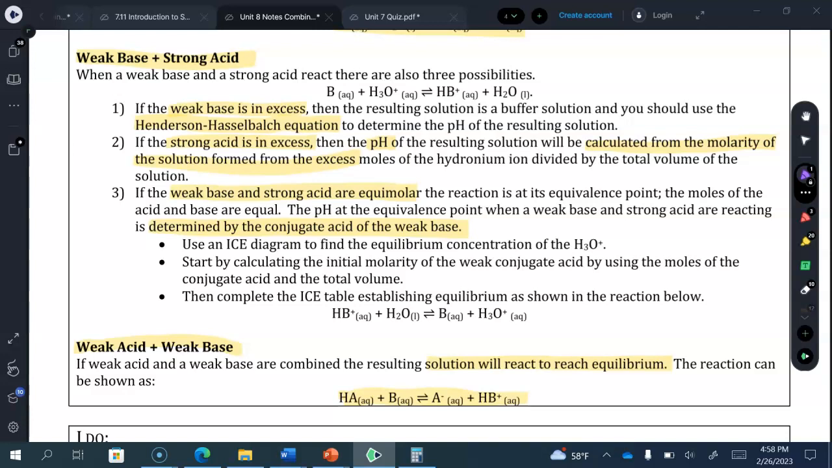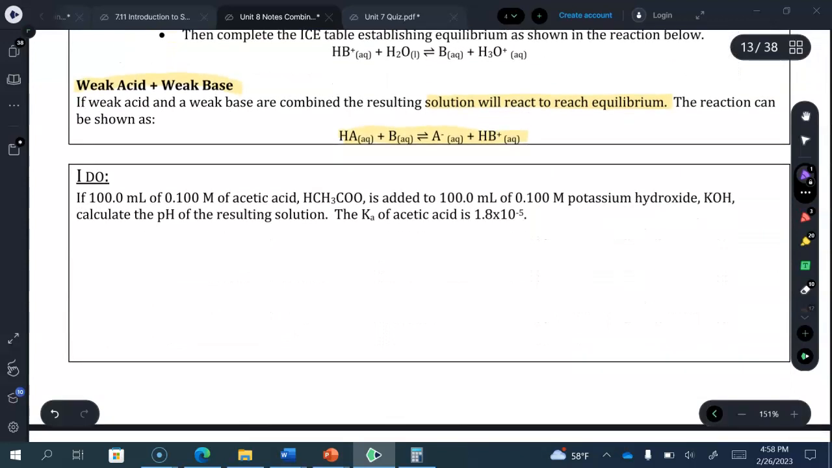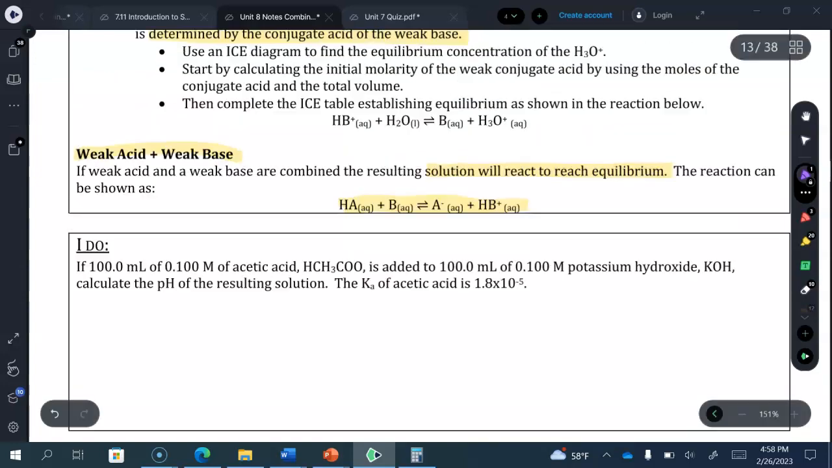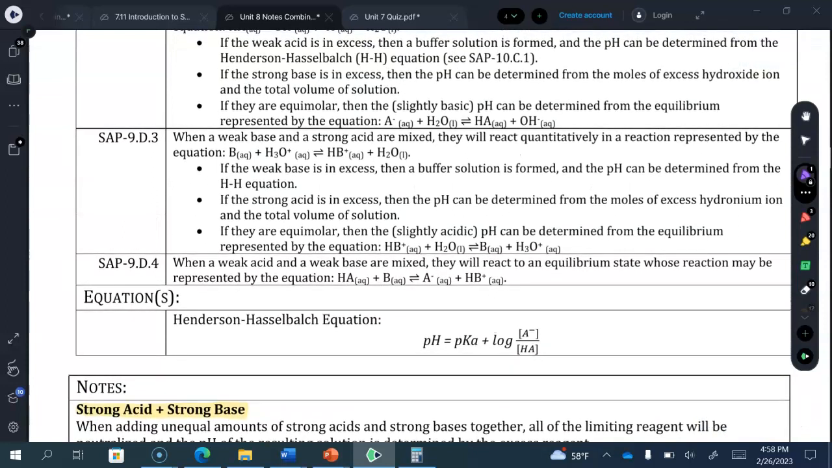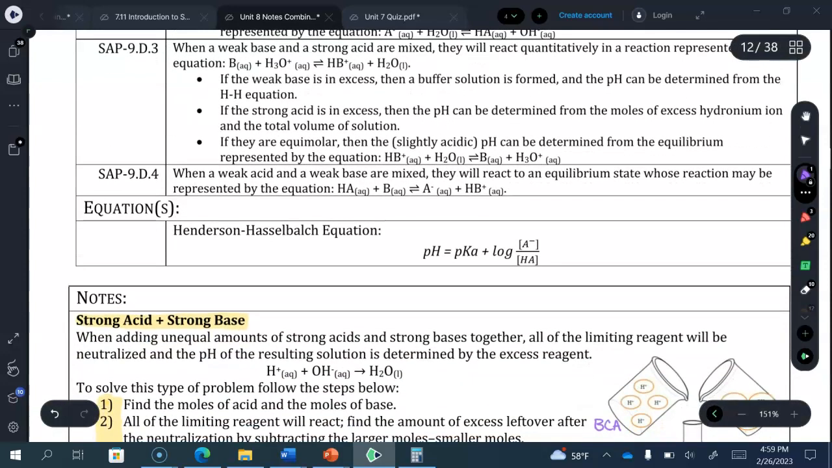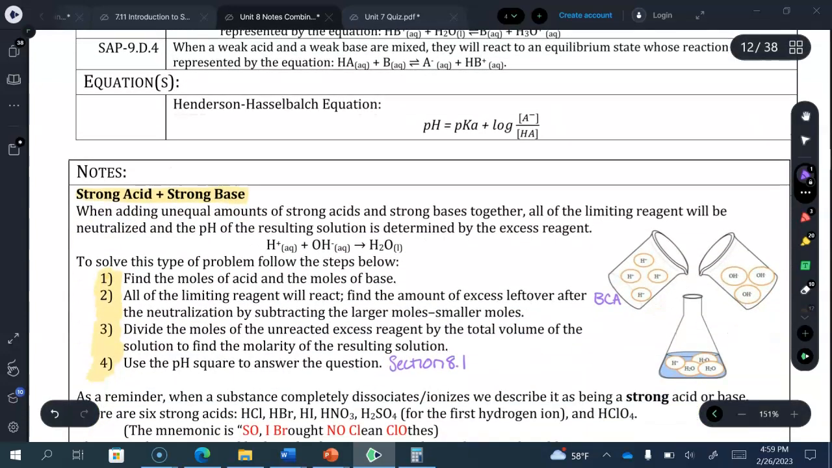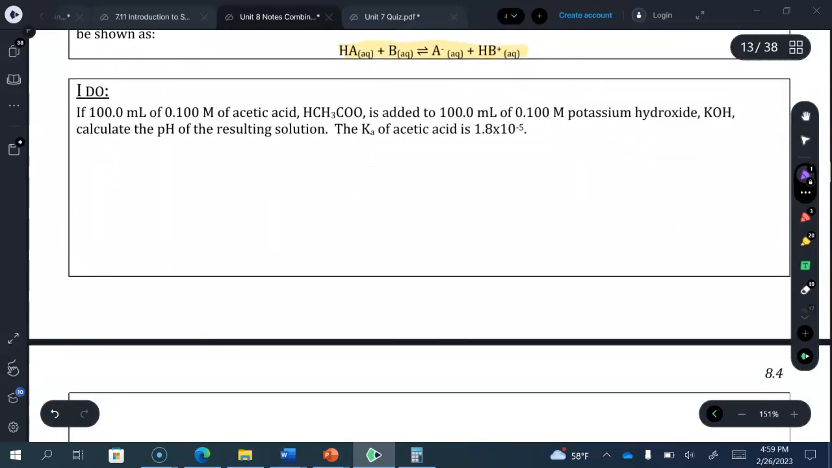And then if we have a weak acid and weak base, they are combined and they will reach equilibrium, and you will determine that as it is shown there. Usually there's not a lot of weak acid, weak base expected on the AP test. Just know that they reach equilibrium when they react.